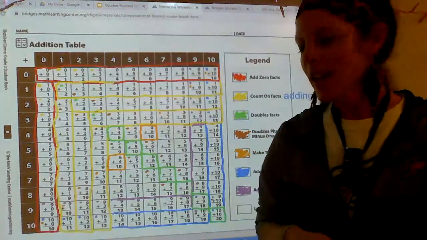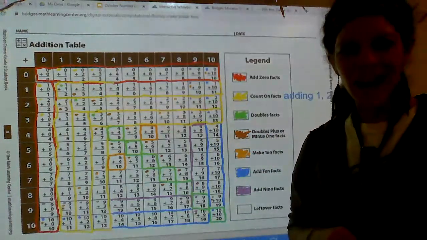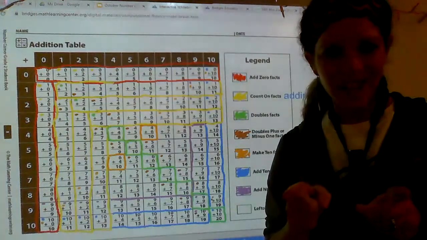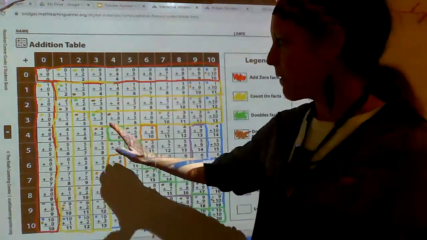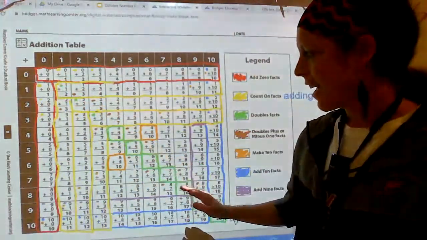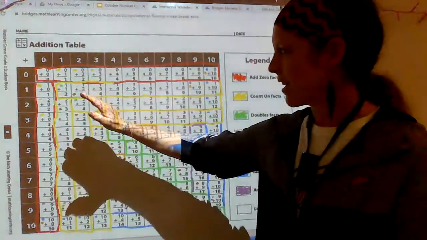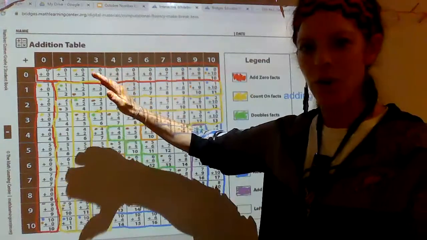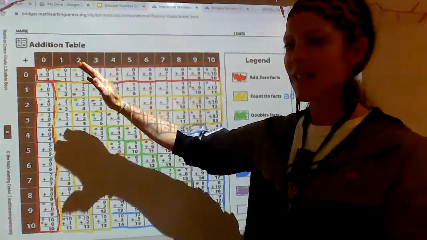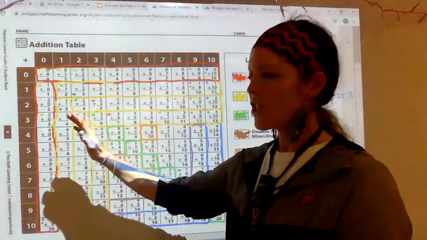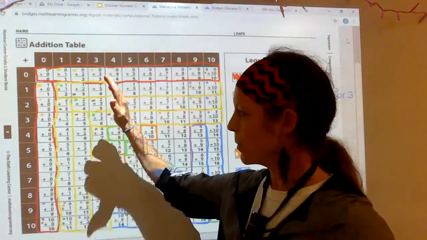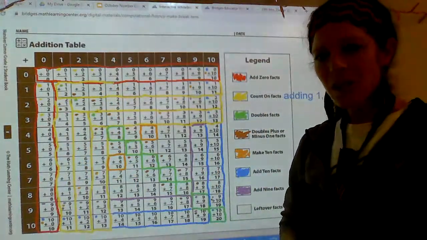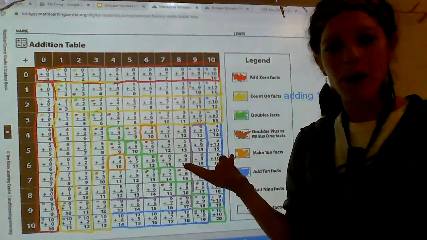One really interesting thing I would like you to notice about the addition table, maybe you have already, but take a look at our doubles facts. You will notice that this portion of the addition table, that triangle section right there, is the same on the other side of the green doubles facts. Those are the same addition facts in reverse. So it looks like a lot of facts, but if you know them one way, you know the other way.